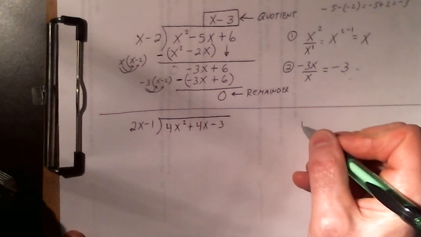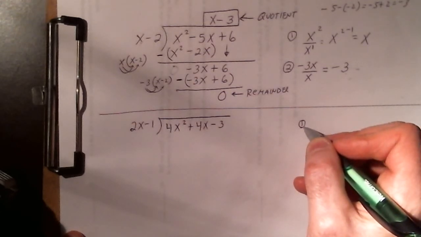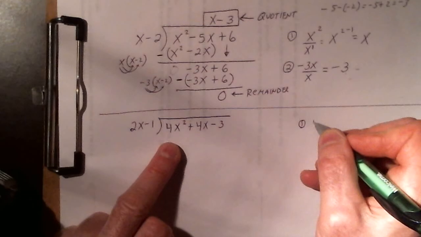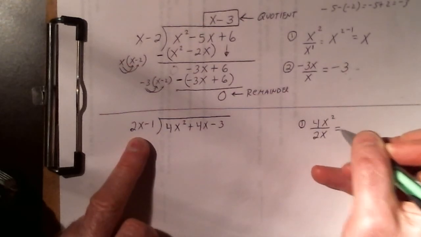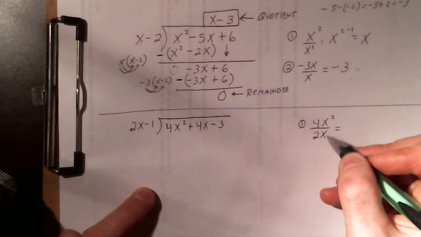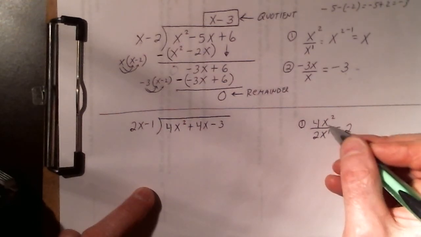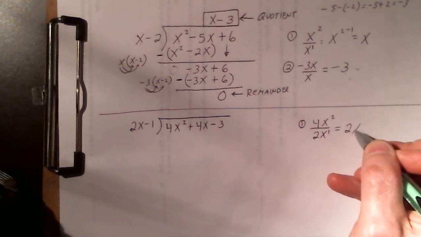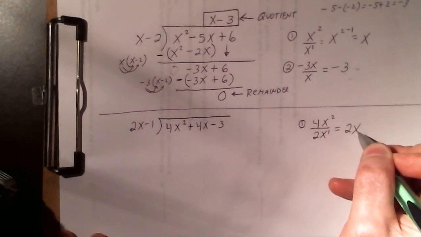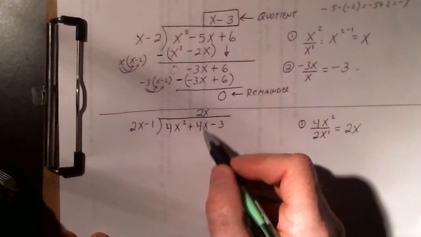To answer that question, I like to go off to the side of my paper, put 1 to indicate this is round 1 of division. Take the 4x squared, place it over the 2x, and reduce this. So what is 4x squared divided by 2x? Well, 4 divided by 2 is 2, and x squared divided by x to the first power is x to the 2 minus 1 power, or x to the first power. So 2x becomes the first term in your quotient. Take the 2x, place it right here in your quotient above the 4x.